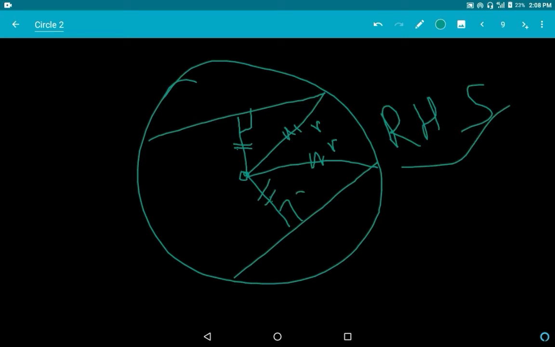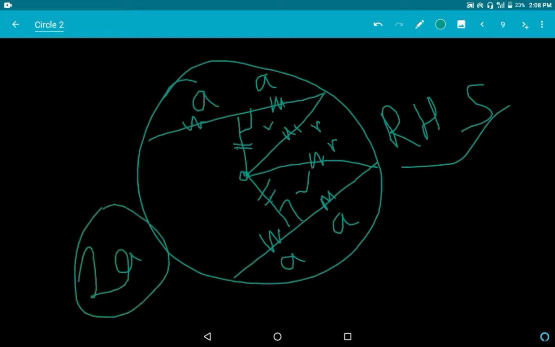So these two become congruent. By CPCT, this side is equal to this side, and we know these are perpendicular. So this side will be equal to this side. Let's say this is A, then this will also be A, by theorem 1, that whenever a perpendicular is dropped, it bisects the chord. So both the chords are 2A, so both the chords are equal in this case. So what did we prove? That when two chords are equidistant from the center, they are equal chords.